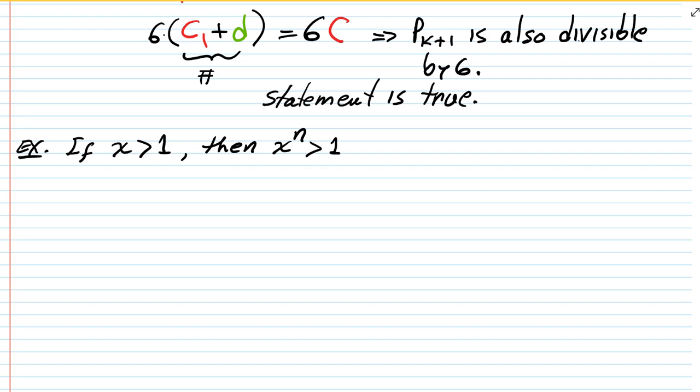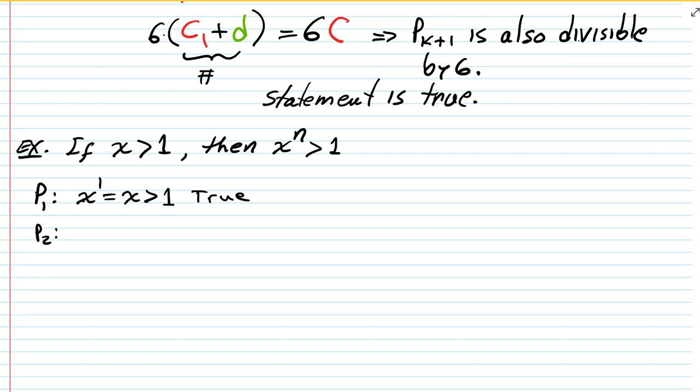And I know it seems obvious. Put in 3 squared is greater than 1, 3 cubed. See, it works. But that's not a formal proof. It shows that it works, but that's not the proof. So let's try P1. See if it works for n equals 1. x to the first power, which is x, would be greater than 1 by the hypothesis. This is true, because that's what the if statement told us.